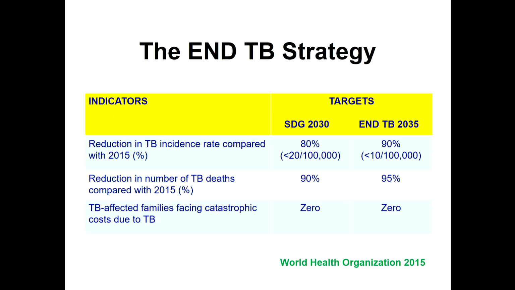So what I'd like to do now, giving you that background, is see how this diabetes-TB association plays its part in the End TB strategy. So just to remind you, we have pledged as a global community that by 2030, this is SDG 3, we shall reduce TB incidence by 80% compared with 2015, that by 2030 we shall reduce TB mortality by 90% compared with 2015, and during this whole time period, any TB-affected family will suffer no catastrophic financial costs.